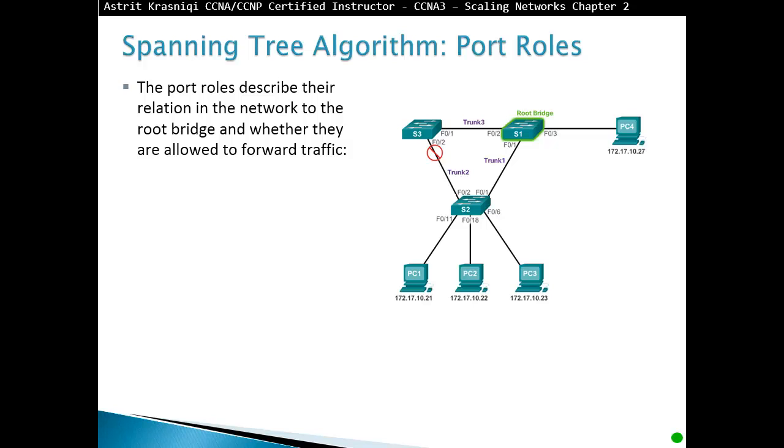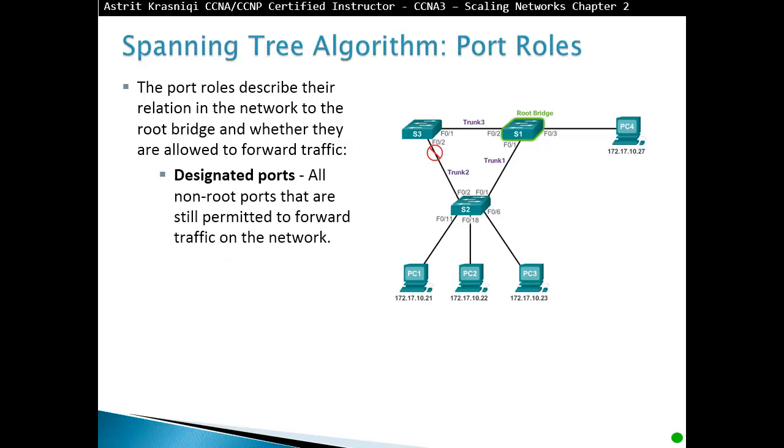All the root bridge ports are going to be in forwarding mode, and they're called designated ports. All non-root ports that are still permitted to forward traffic on the network are called designated ports. So for example, all the ports on the root bridge are called designated because they're permitted to send user data. And here, for example, we have a designated port on this port as well because it's allowed to send user data.